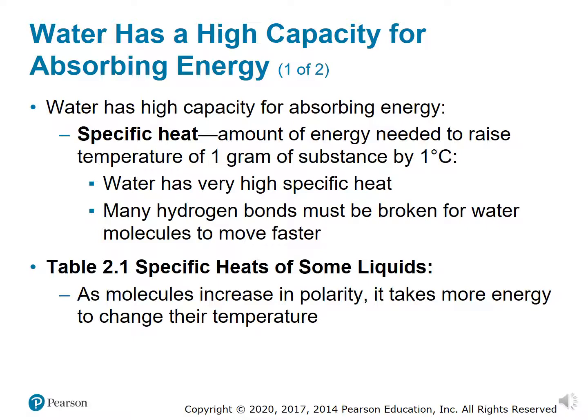Water also has a high capacity for absorbing heat. So water has high specific heat. That means the amount of energy needed to raise the temperature of 1 gram of a substance by 1 degree Celsius. So water has very high specific heat because it has many hydrogen bonds. And these hydrogen bonds will need to be broken for water to move much faster. And for this reason, water has high specific heat. It's those hydrogen bonds.